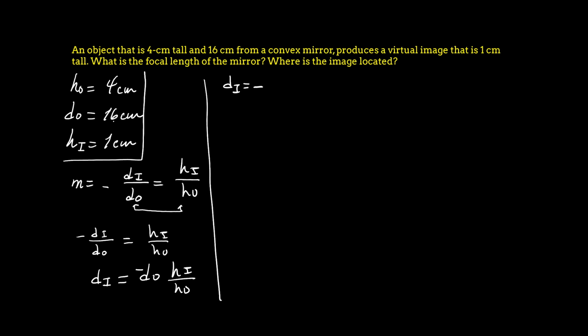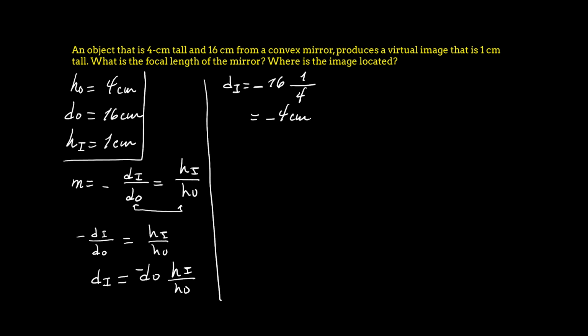D sub O is 16. H sub I is 1. H sub O is 4. So this is negative 4 centimeters. So D sub I is 4 centimeters to the right of the mirror. Sorry, mirror. I said lens, but it's mirrors, images. So it's 4 units to the right of the convex mirror.